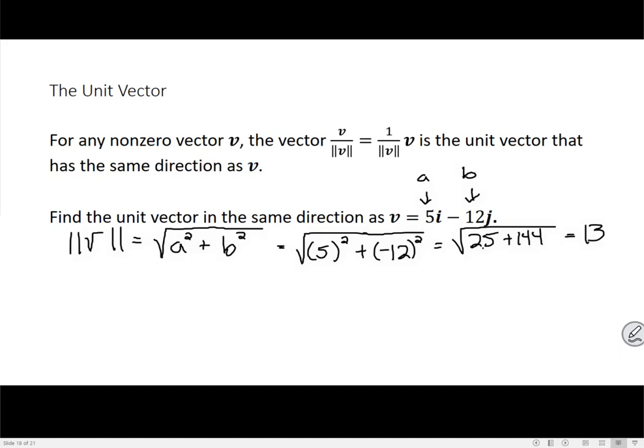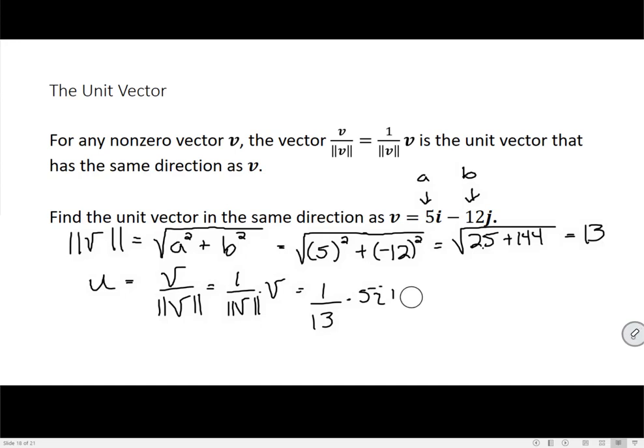And so now the unit vector, u, I'm going to call that u for unit, is going to be v over the magnitude of v. So you can also see this as 1 over the magnitude of v times v, which in this case is 1 over 13 times 5i minus 12j.